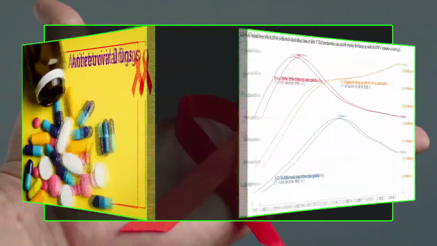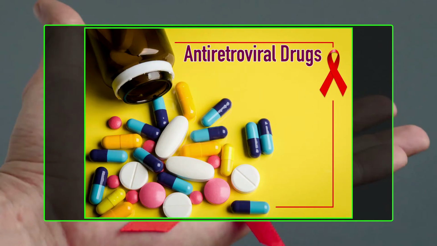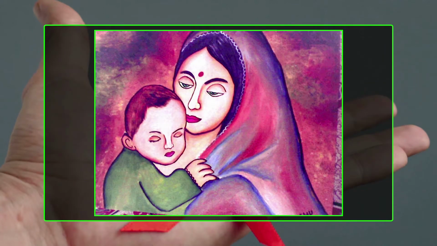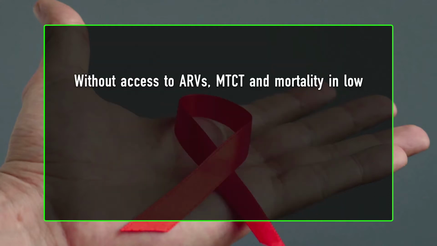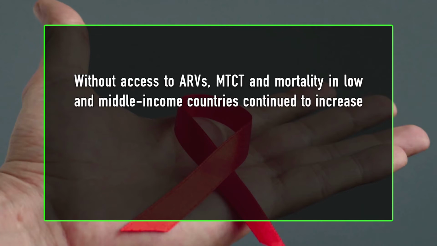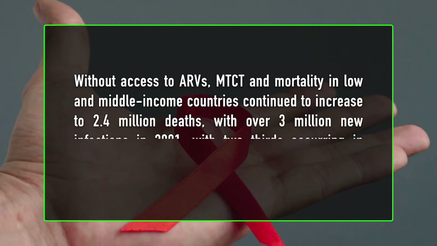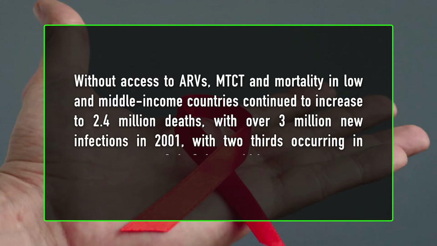to decline. Use of antiretroviral drugs, or ARVs, during pregnancy also resulted in a significant decline in mother-to-child transmission of HIV in high-income countries. However, without access to ARVs, mother-to-child transmission and mortality in low and middle-income countries continued to increase, reaching 2.4 million deaths, with over 3 million new infections in 2001, two thirds occurring in sub-Saharan Africa.